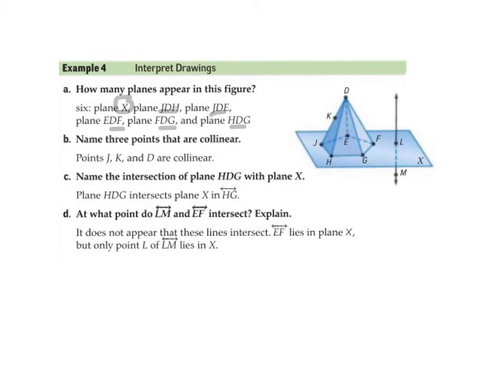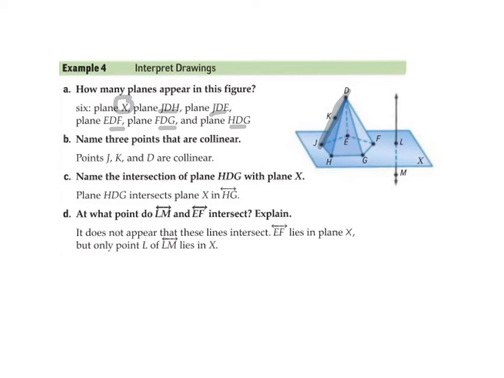Okay, points that are collinear, well, points J and K and D. Okay, so they're all collinear, that's this line here. What else could you have done? You could have had F and G, you could have had M and L, they're all collinear, all right?